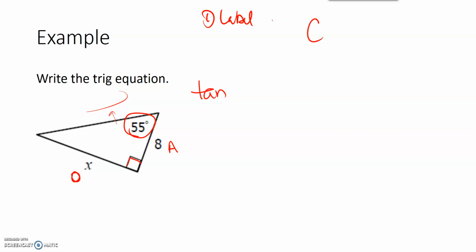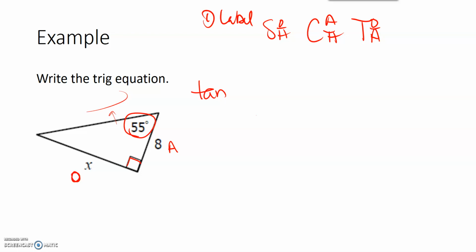Hopefully, because we used the SOHCAHTOA TOA piece. Thinking back, I may have misspoke. I said this wasn't tangent. It is tangent because we have O and A. It can't be sine or cosine because we don't have the hypotenuse. Okay? Have the O and the A, we're going to use tangent.